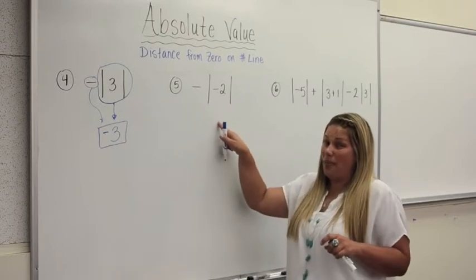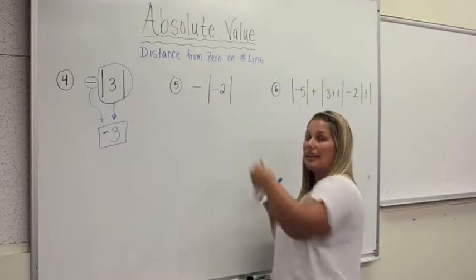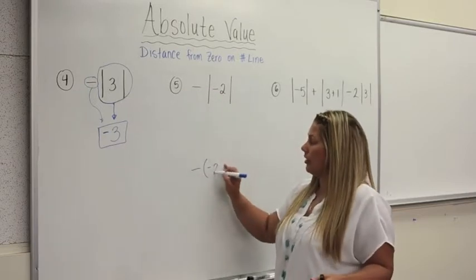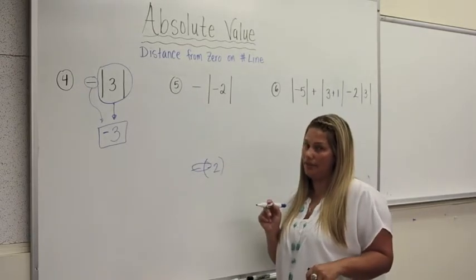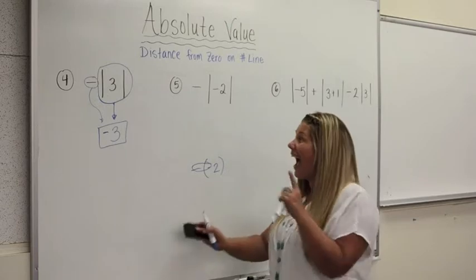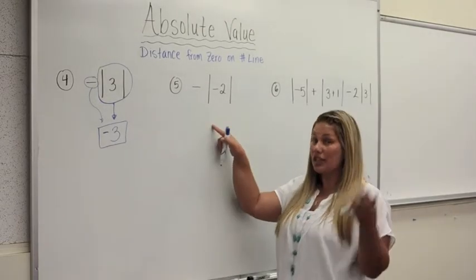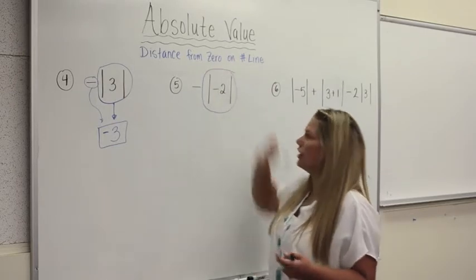Similar to that is this problem right here. I know with integers you learned a negative times a negative becomes a positive. So when you have this with parentheses, those two negatives cancel out and become positive. The problem is we don't have parentheses here. We have the absolute value, which again is the grouping. So we have to do that part first.